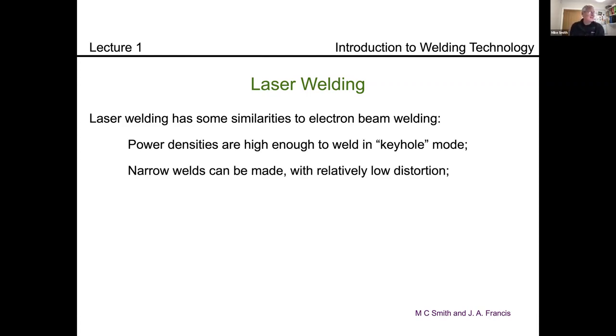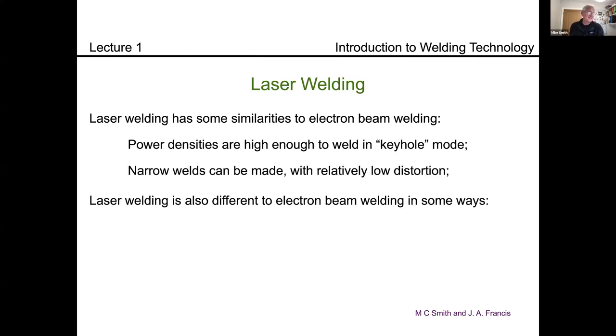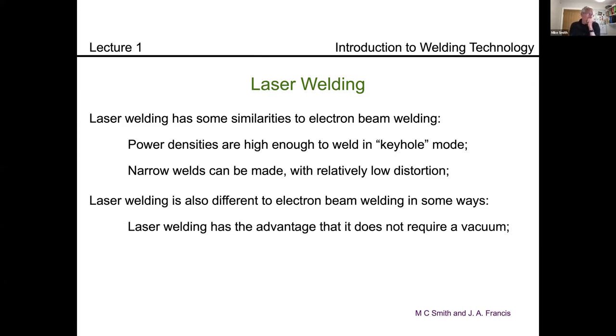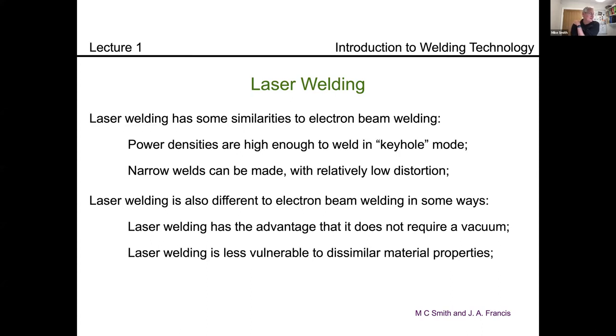Narrow welds, relatively low distortion, but it differs from electron beam welding in some ways. It doesn't need a vacuum. You generally don't need a vacuum to run laser welding. Unless your power density is very high, then you do need a vacuum, because if your photon energy is high enough, then you can start to ionize material and it'll start to scatter. It's less vulnerable to dissimilar material properties. It's not vulnerable to magnetism, but penetration is generally less than for electron beam welding. Basically, lasers are just not as powerful.